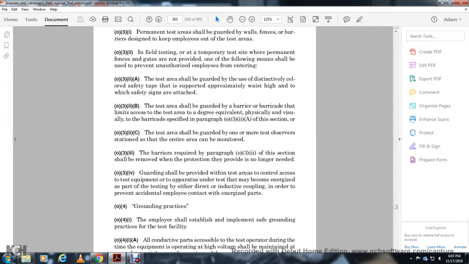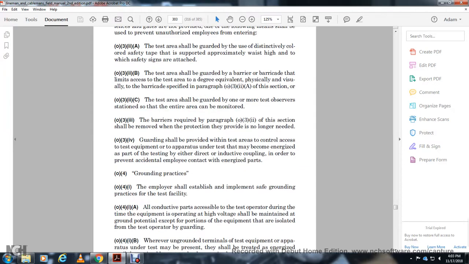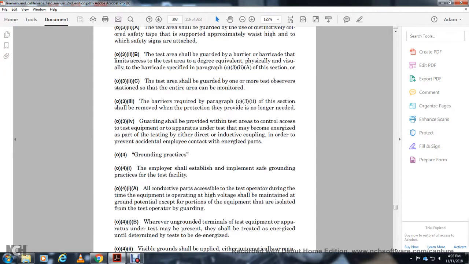Grounding practices. Employers shall establish and implement safe grounding practices for the testing facility. All accessibility to the testing operation during the testing of the equipment operating at high voltage shall be maintained. Ground protection shall be provided except for the portion of the equipment that is isolated from the testing operation by guarding. Whenever the unguarded grounded terminal of the test equipment or apparatus under test may present a hazard, it shall be treated as energized until the terminal is tested de-energized.